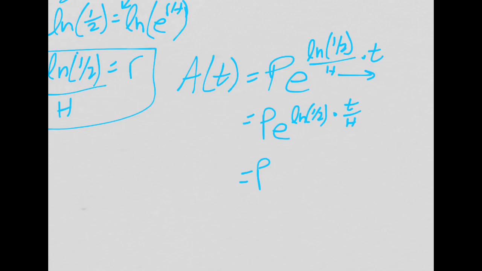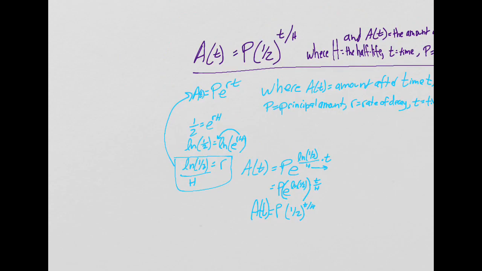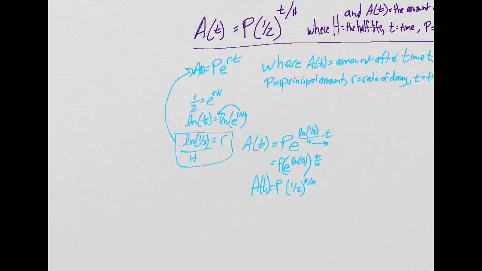But think about what you can do with exponents. We could think of this as that situation right there. And e to the power of ln of 1/2 is just 1/2. So then I have my t over h right there. And voila, A of t equals p times 1/2 to the power of t divided by h, just like we used a moment ago. Isn't that cool? I think that's pretty nifty.